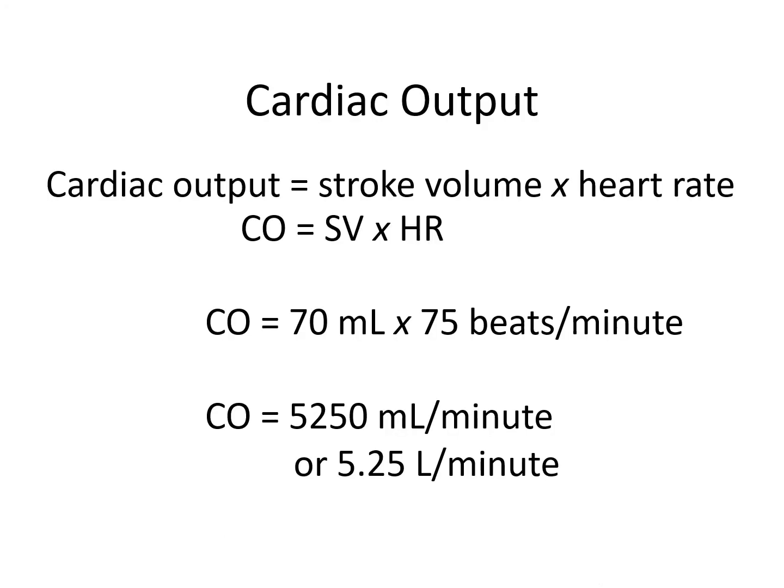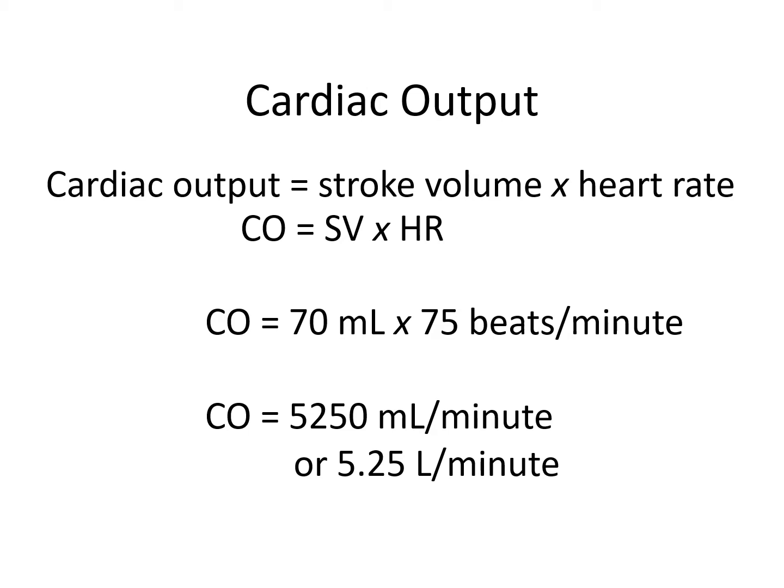So cardiac output is the amount of blood pumped by the heart in 1 minute's time. It is dependent upon two factors or variables, stroke volume and heart rate. We know that stroke volume is represented by SV, heart rate, of course, is HR. So to repeat, cardiac output is the amount of blood circulated by the heart in 1 minute's time.